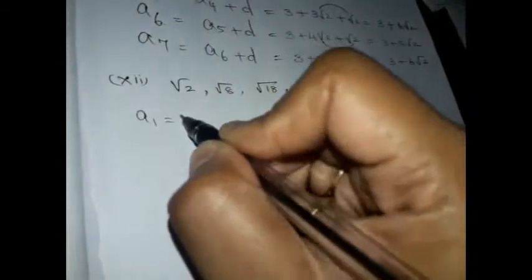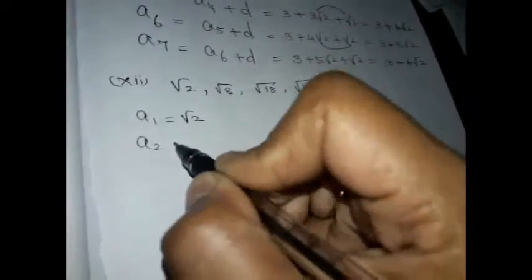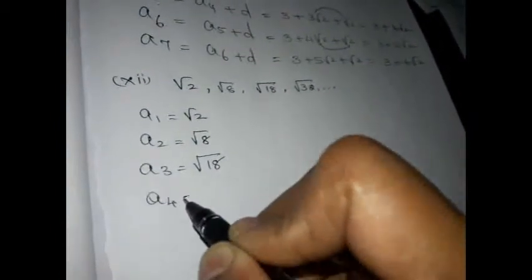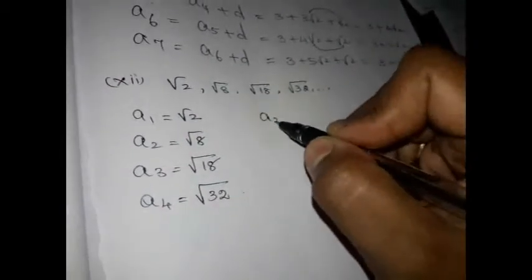Let us solve this problem now. Here A1 is root 2, A2 is root 8, A3 is root 18, A4 is root 32, right? Now first we need to find A2 minus A1. Root 8 minus root 2. Don't get confused. Root 8 can be written as 2 cube, or else 2 into 2 into 2.